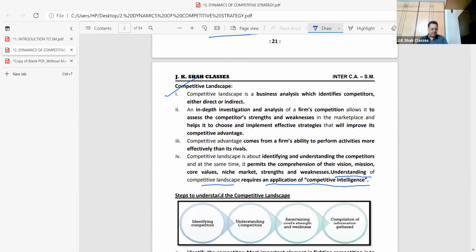Competitive landscape. So let's start reading, students. First, just go through it. What it says. Competitive landscape is a business analysis which identifies competitors, direct and indirect.